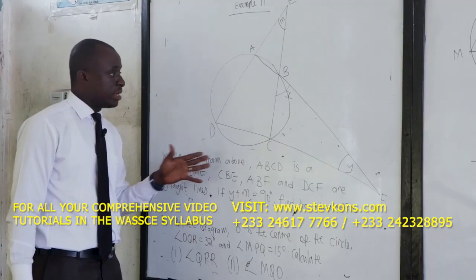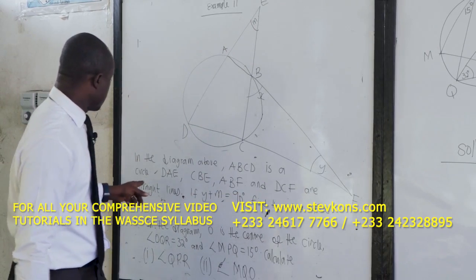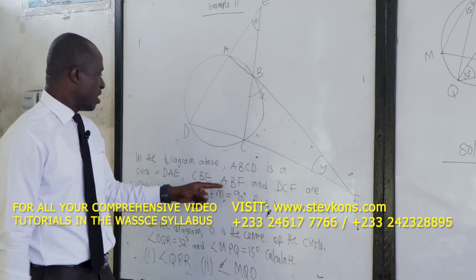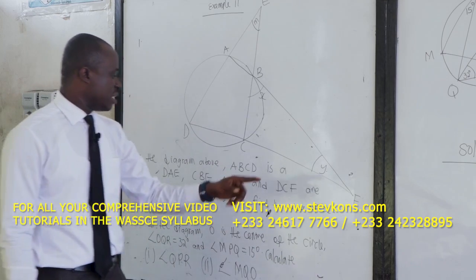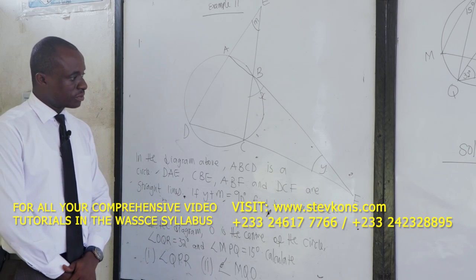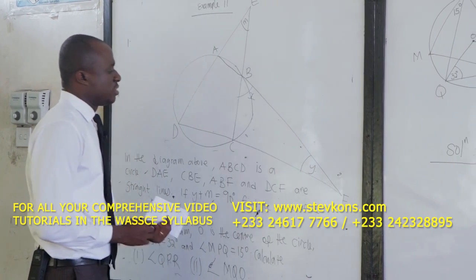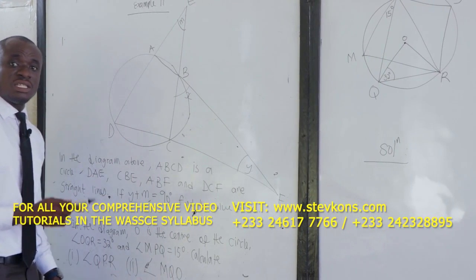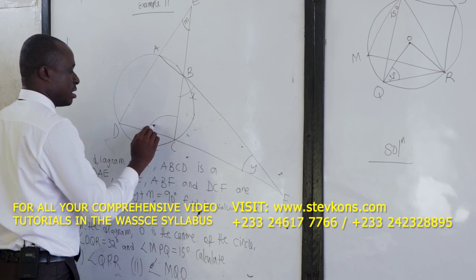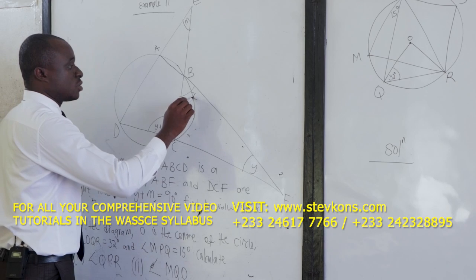Now, let's consider the first question. In the diagram above, ABCD is a circle. DAE, CBE, ABF, and DCF are straight lines. You are being told if y plus m equal to 90 degrees, find the value of x. Now, Claire, let's see something. What can we see over here? The sum of opposite interior angles is equal to the exterior angle. So clearly y plus x is equal to the exterior angle over here. This plus this is equal to this. Now, this one too is vertically opposite to this.